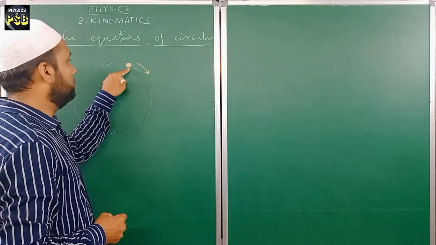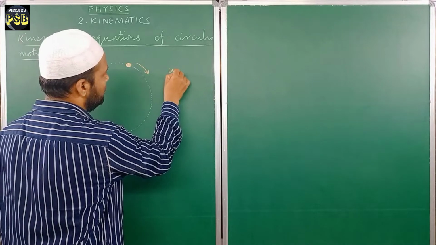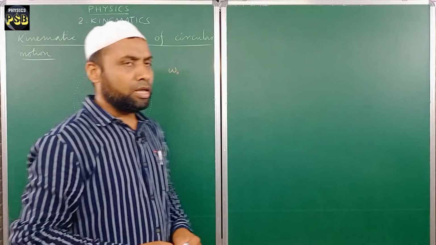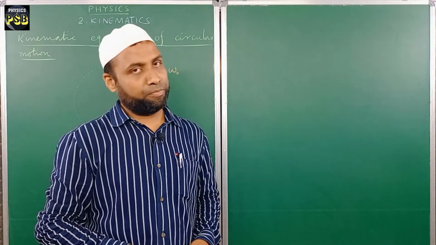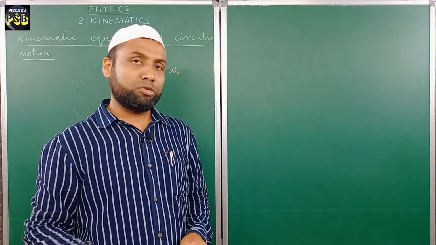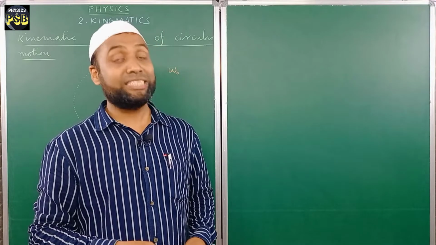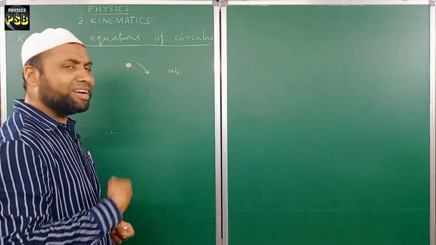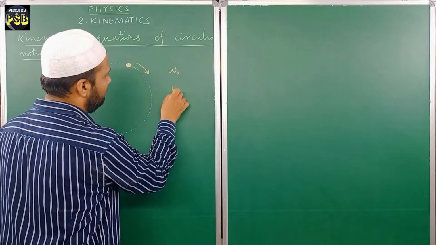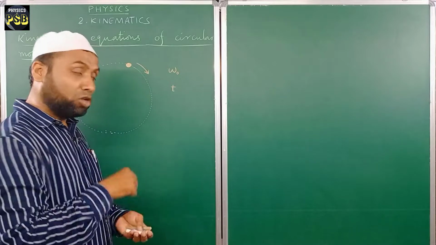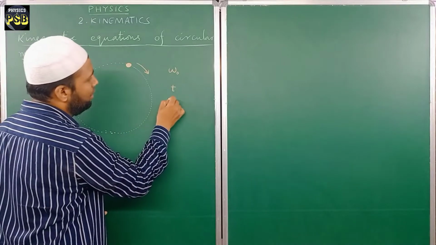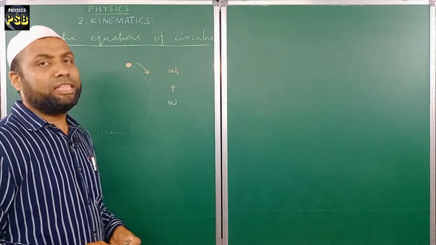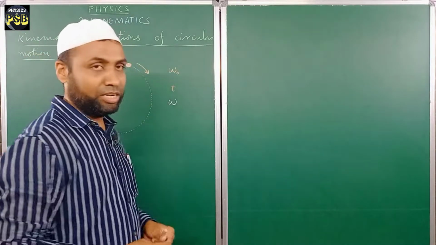This object possesses the initial velocity omega naught. So omega naught is actually the initial angular velocity. The velocity possessed by an object in circular motion is referred to as angular velocity. It is represented by the letter omega. After time t, the angular velocity of this object is found to be omega. So here there is a change in the angular velocity of this object.